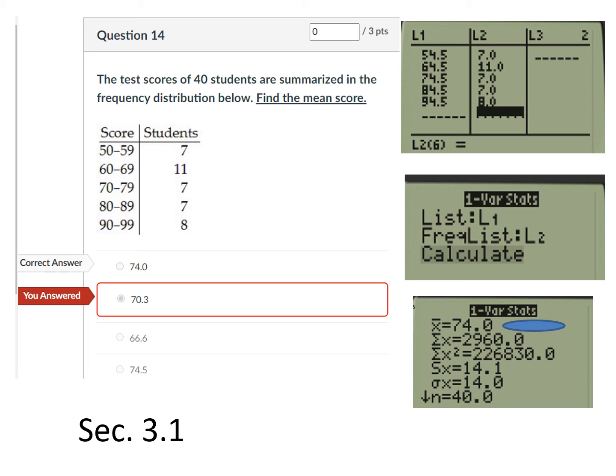All right, I go to stat, calculate one variable stat. My list is in L1. My frequencies are in L2. I hit calculate. And there it is, my mean right there, X bar 74. All right, there it is, correct answer 74.